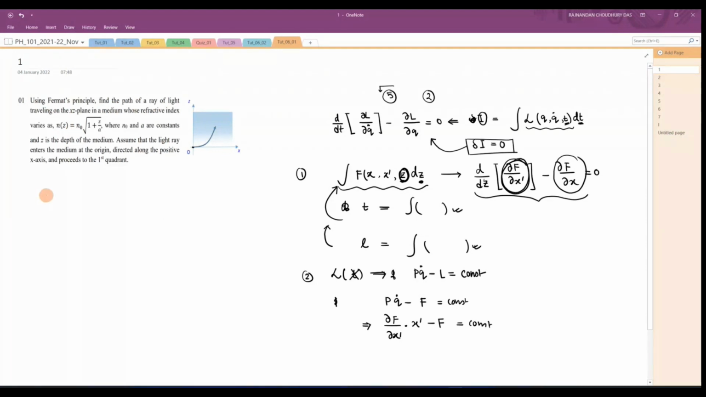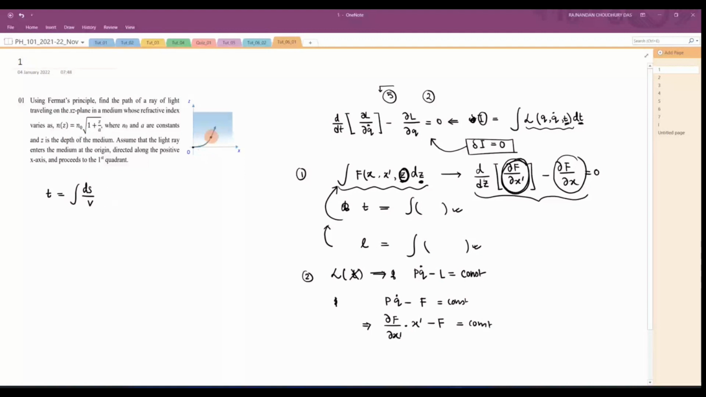So now Fermat's principle says that light will take the path for which it will take the minimum time. So what is the time taken to reach from here to here? It will be the total length of the path divided by the speed, and we have to finally integrate this: the length of the path taken by the light divided by the speed of light on that path.